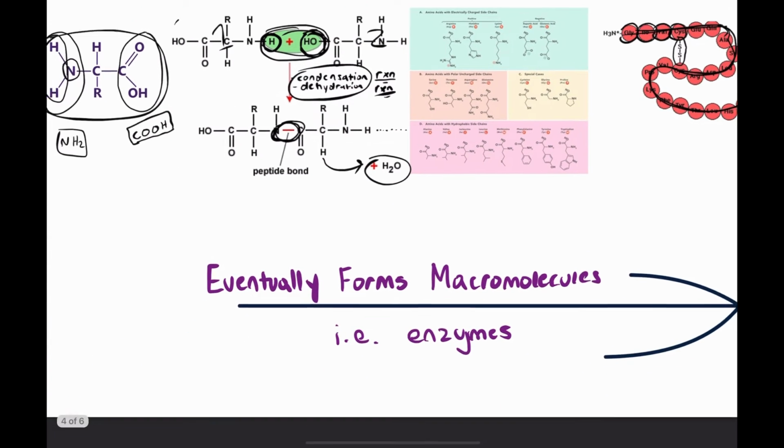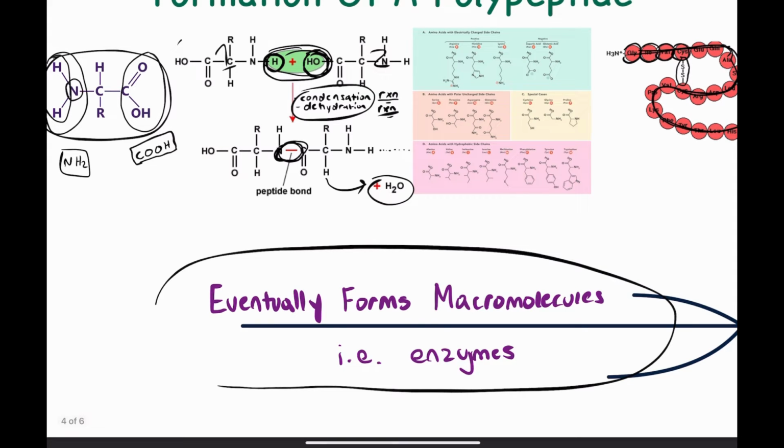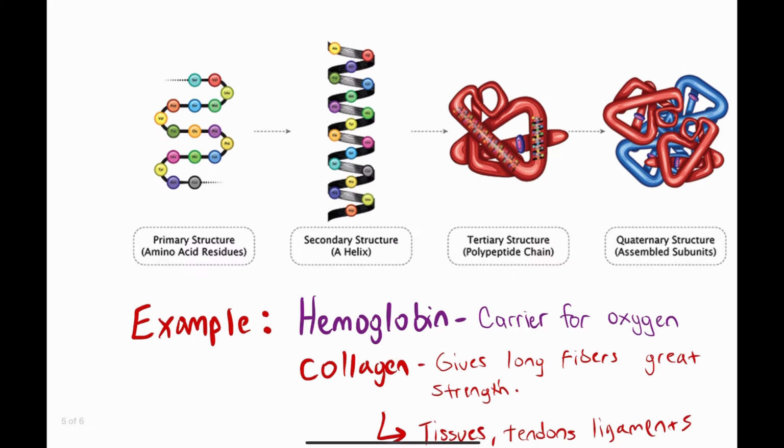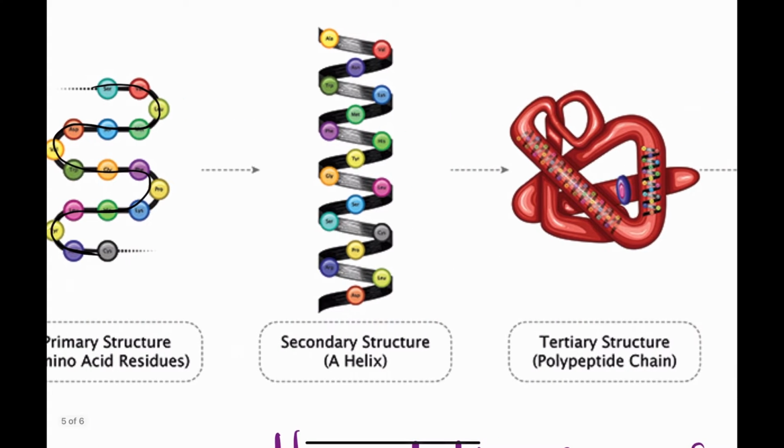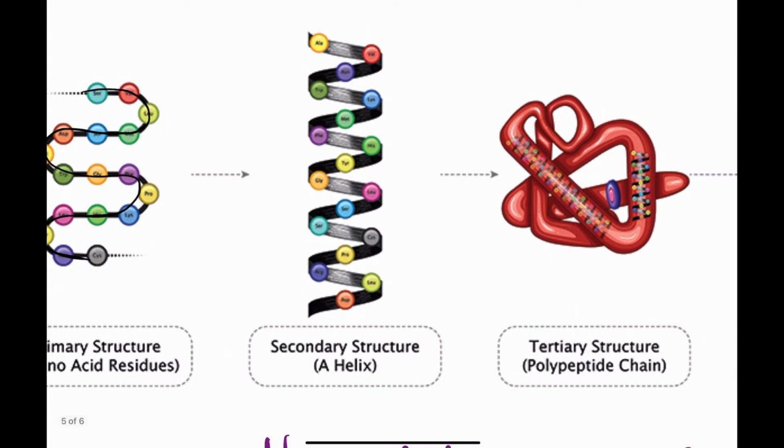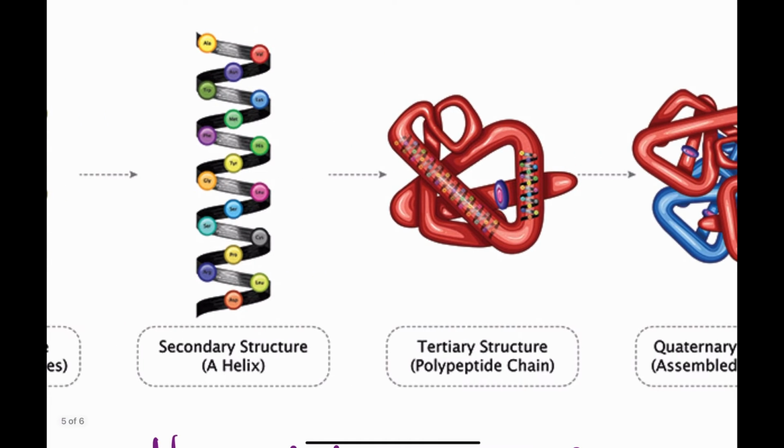Okay, so as you guys see, I have an arrow here that says eventually forms macromolecules. An example, enzymes. So let's take a look here. We have a primary structure. There are different structures for proteins. We have a primary structure, which are just the amino acid residues, right? And we have something called a helix or alpha helices, plural. And then we have a tertiary structure. And this is kind of the folding that I'm talking about, where eventually these amino acids will collapse amongst each other because of side chain reactions, and they just kind of fold up.